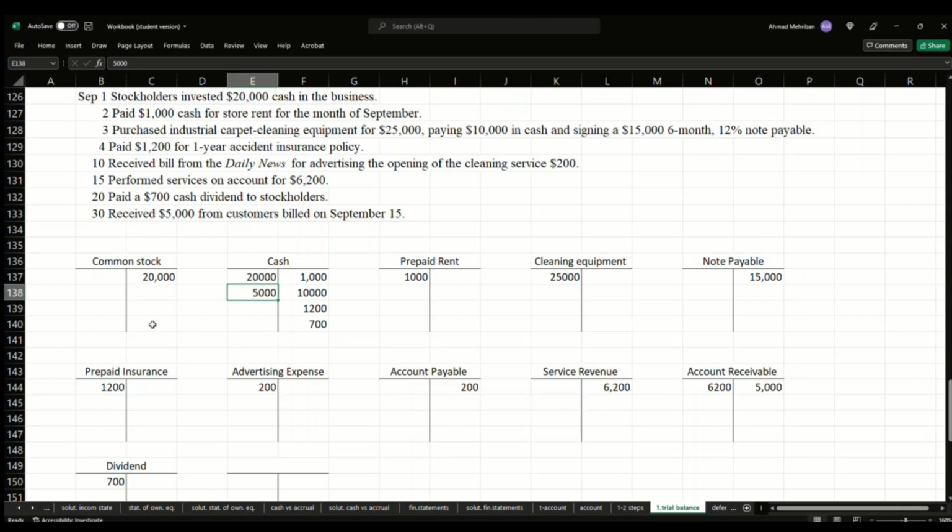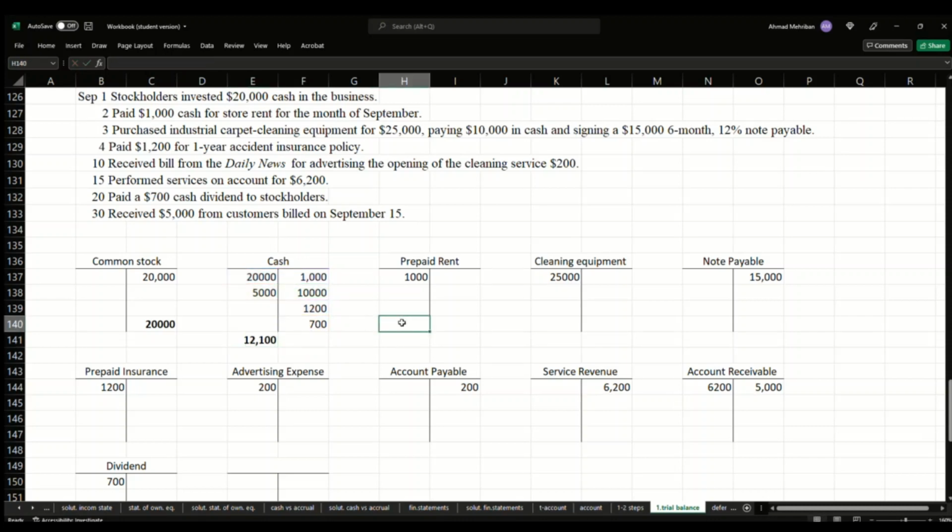Now we finished journalizing. Now we can post it. 20,000 common stock balances out. Let's go a bit lower. I'll input the sum of the debit side minus the credit side one by one, although we could also use the shorter formula.